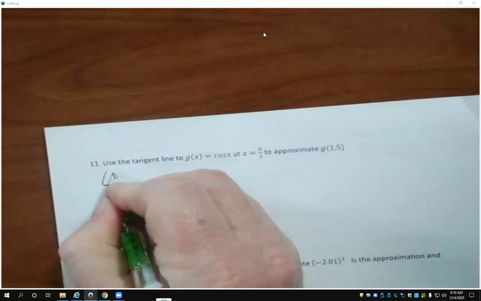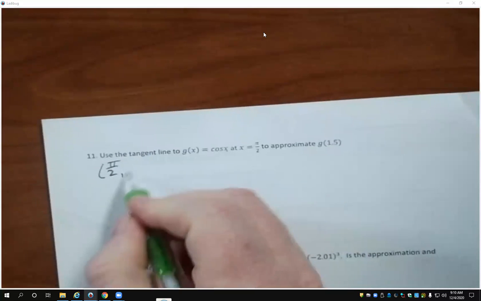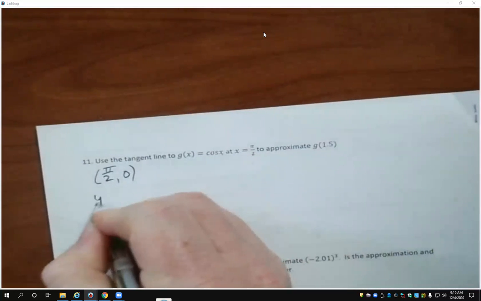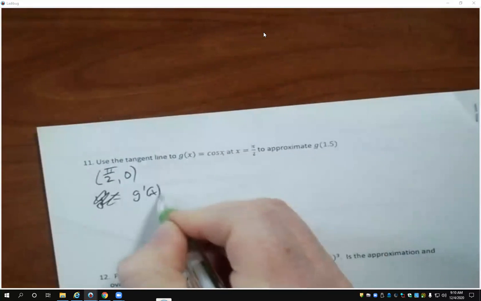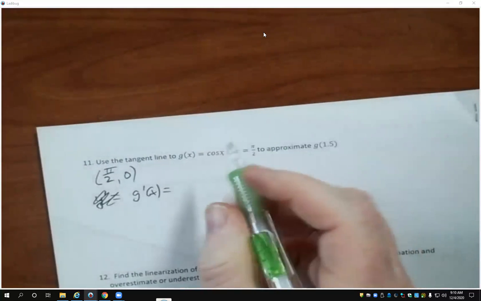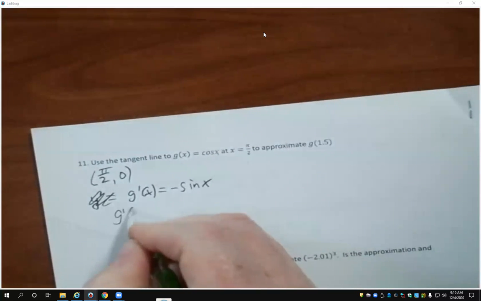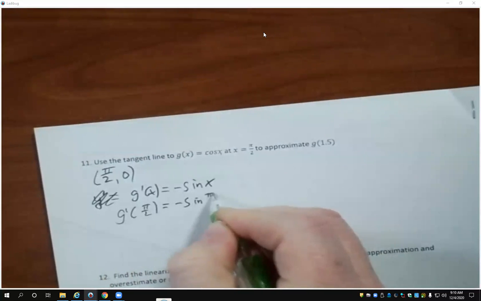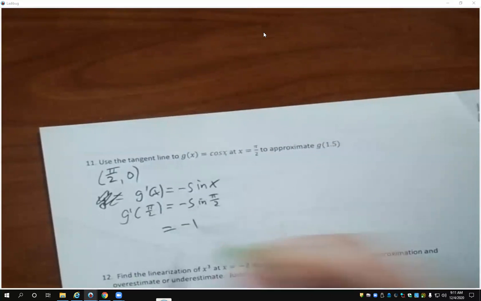Okay. First of all, I need a point. I have an x value of pi over 2. I need a y value. The cosine of pi over 2 is 0. Now I need my slope. What's the derivative of cosine? Sine. Almost. Negative sine. Okay, now I need to know g prime of pi over 2, which is negative sine of pi over 2. Sine of pi over 2 is 1, so I get a slope of negative 1.